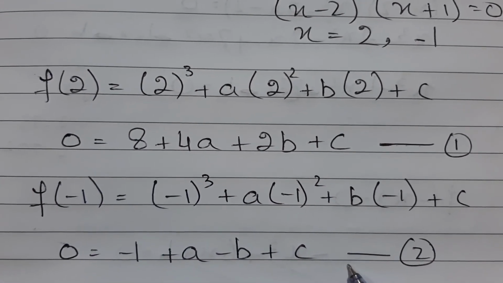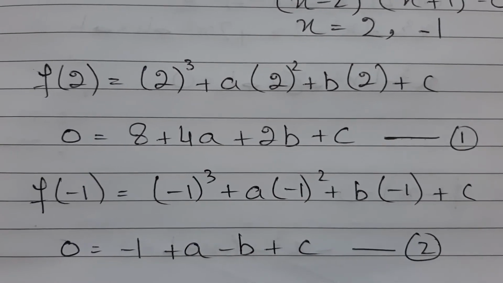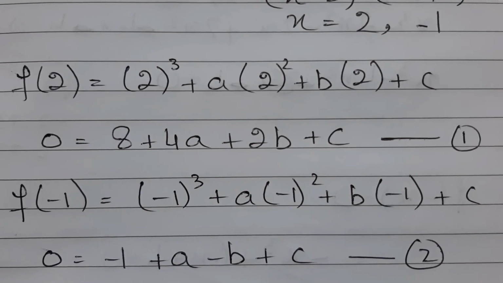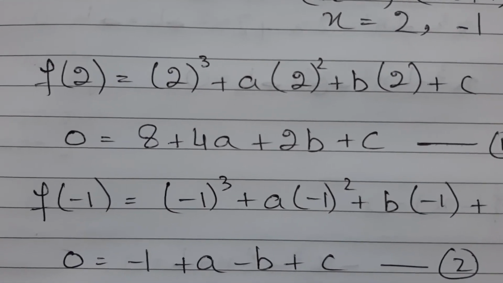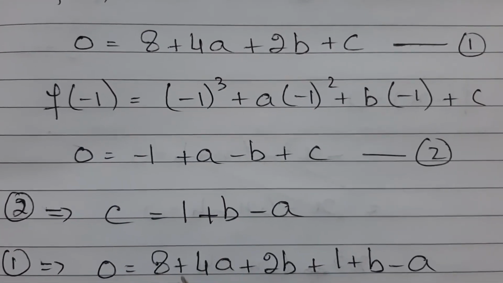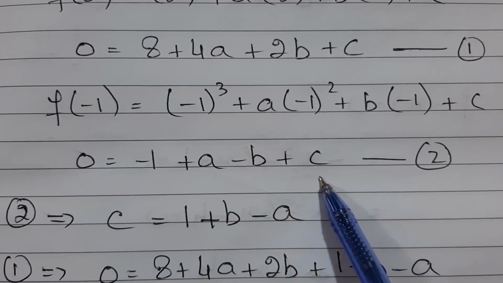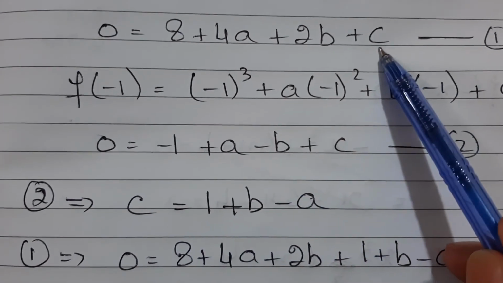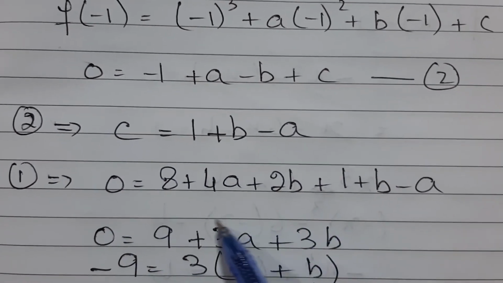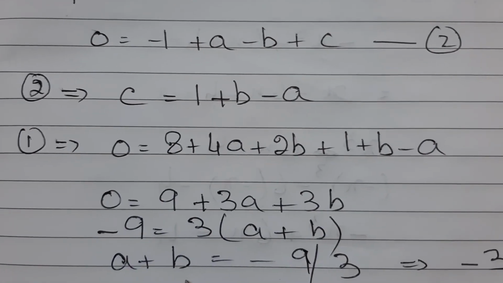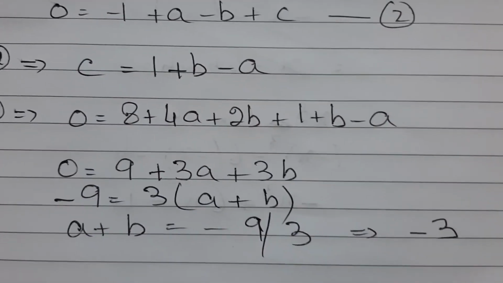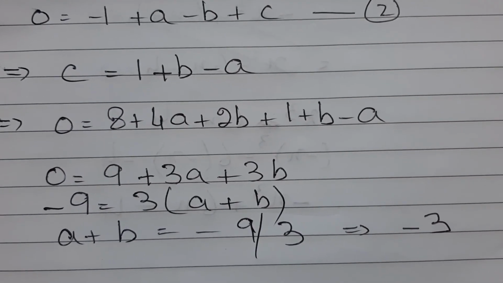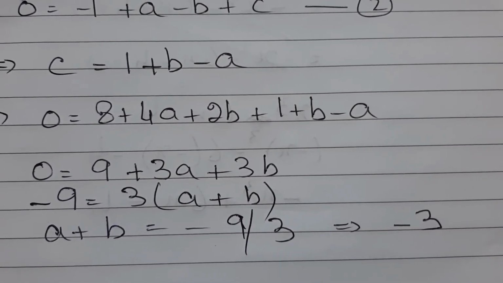I got another equation. Now I will make c the subject and then substitute here. Why c? Because the question was saying find the value of a plus b, so I need to eliminate c. So from this equation, I made c the subject. It is 1 plus b minus a. And I'm substituting here. After that, I'm simply manipulating to bring a plus b to one side. And it is giving me minus 3. Make sense? You can see it.